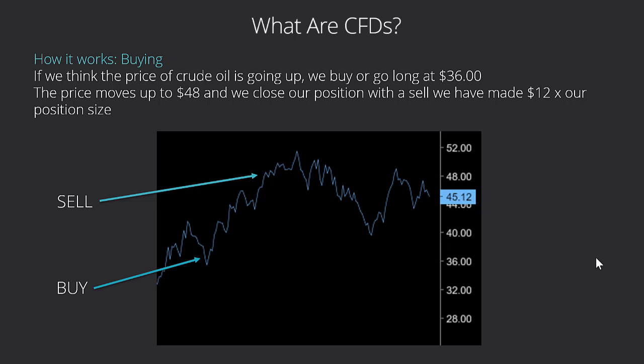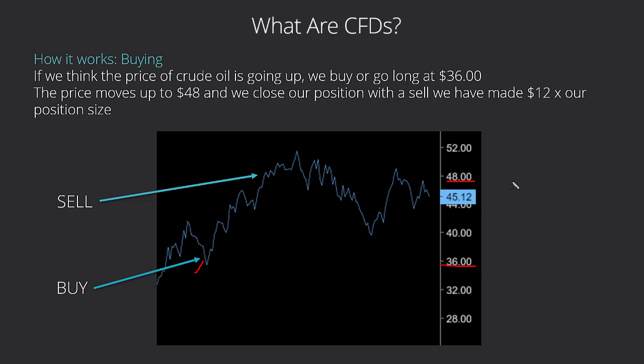So to do that, we're going to buy. We're going to go long. So we think it's going to go up. We would buy or go long at, let's say the price at the moment is $36. So we go long at $36. And fortunately for us, a couple of weeks later, the price moves up and we say, brilliant, that's exactly what we expected. We bought here around at 36. It's now a couple of weeks later, it's now at 48.